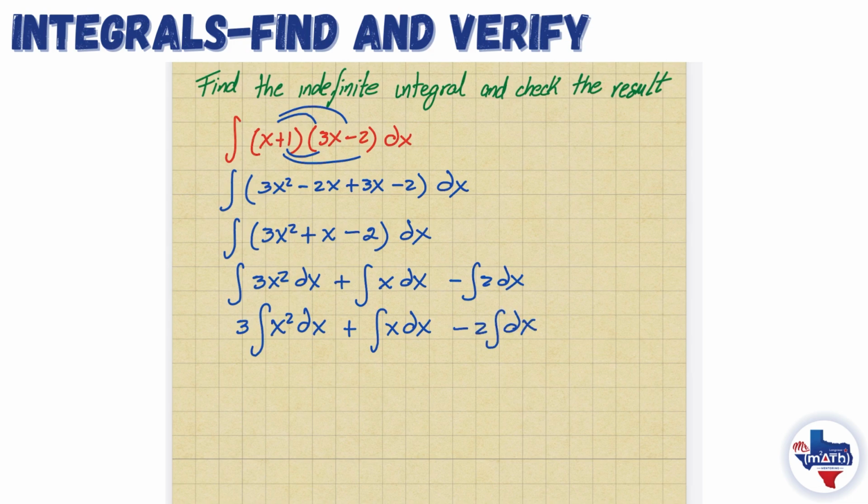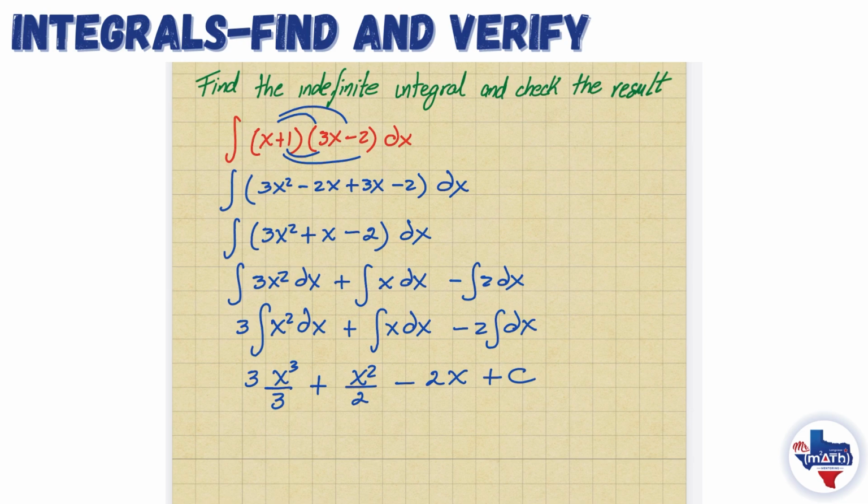Okay, now let's find the integral of each one. The first one will have 3 times x to the 2 plus 1, which will be 3 over 3, plus x squared over 2 minus 2x plus our constant of integration.